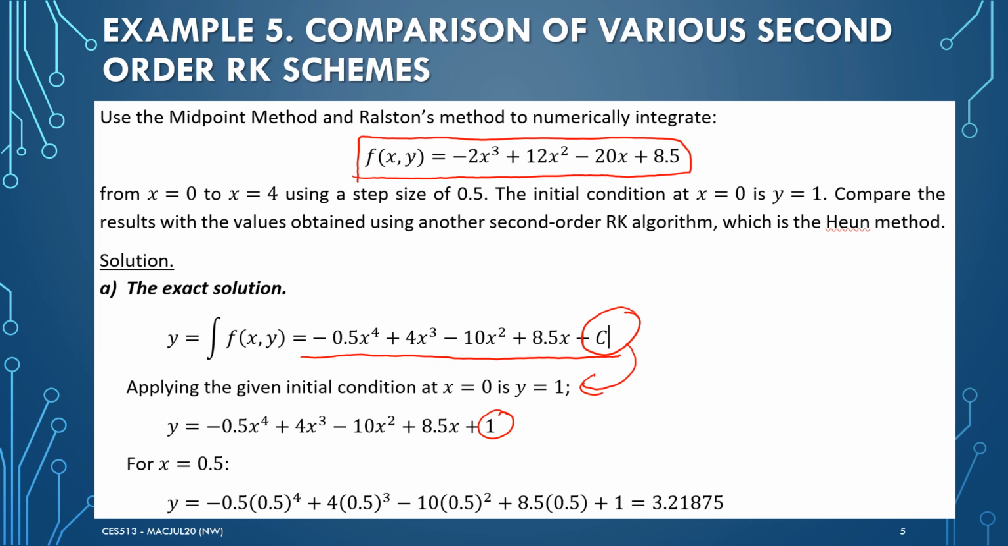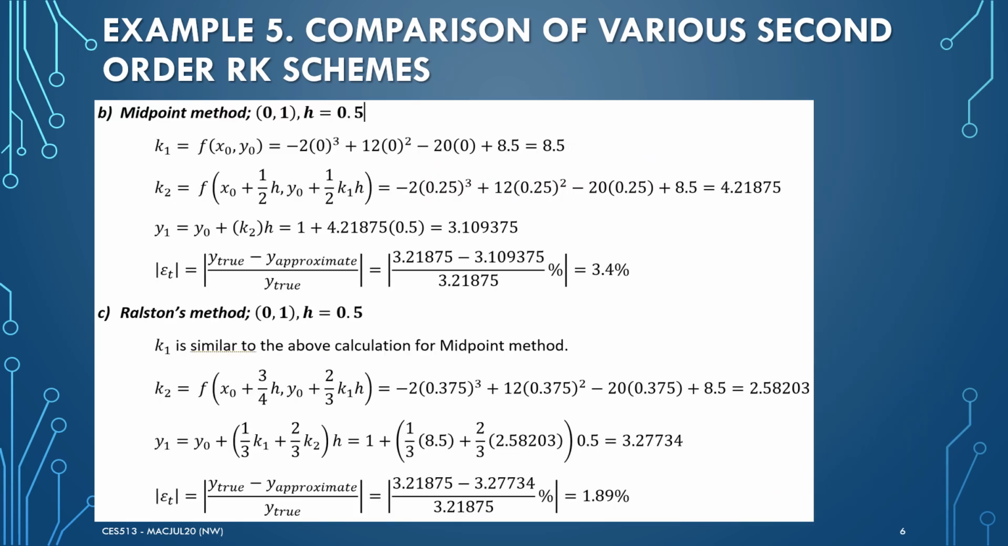Now for x equal to 0.5, the y function is equal to 3.21875. For the other two methods, which are the midpoint method and the Ralston method, the calculation can be done based on the set of equations given previously or in the lecture notes.